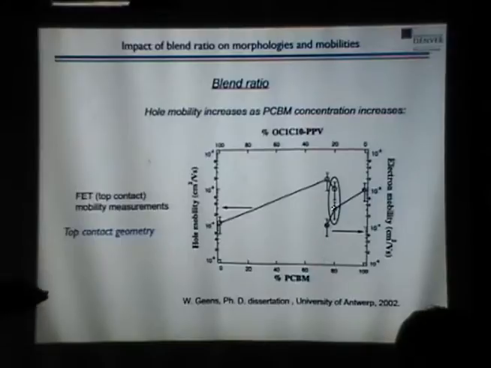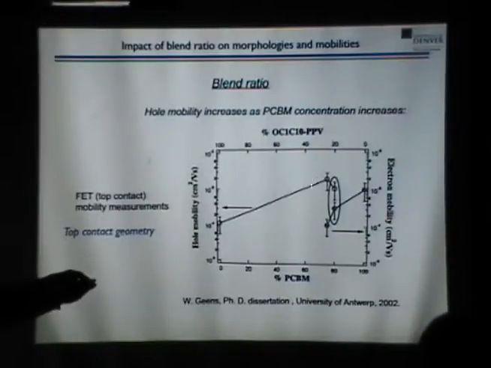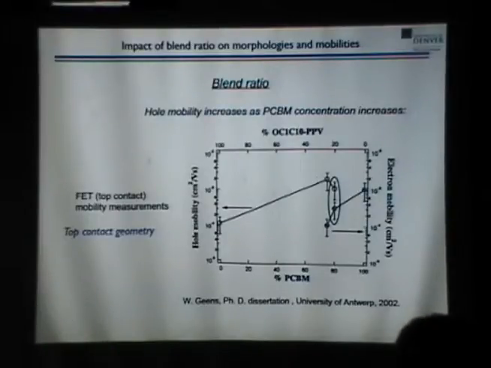But at those levels now, the electron mobility starts to turn on. And so actually at about 80% fullerene and about 20% polymer, these two mobilities are roughly the same. And that's in fact where we make the device, at an 80% fullerene mixture.